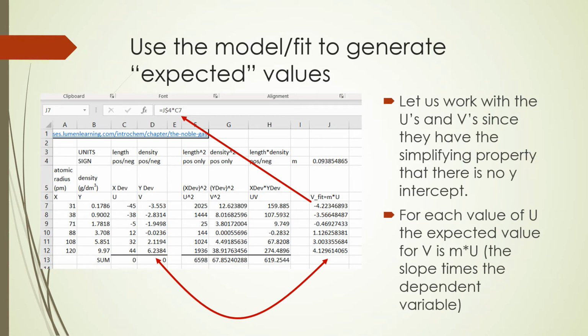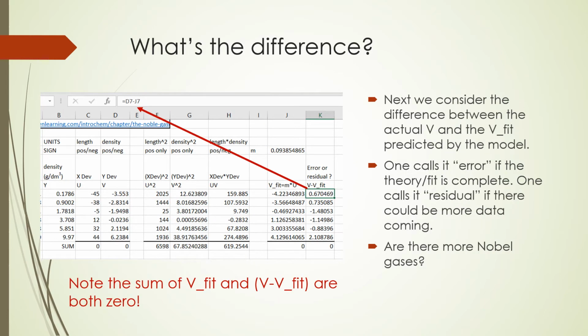We will continue to work with the UV data, the deviation data, because it has the simplifying property of no y-intercept in the fit. So we have the dependent variables, the v's, and now we have a fit or a model. And so we can use our formula to get an expected value. That's what we've done here in vfit. We've put in the formula mu, no intercept, just the slope times the u value, and done the calculation of the expected values. Our interest is in getting the best model and then asking also how good is that model.